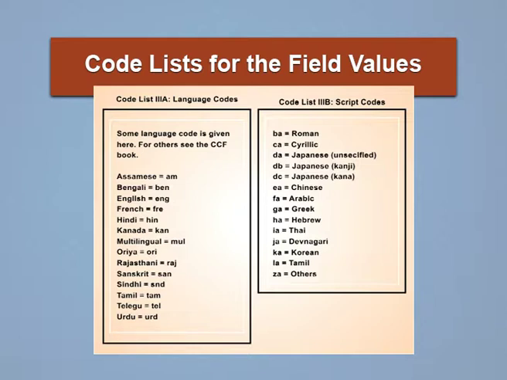For example, Assamese ASM, Bengali BEN, and there are different script codes also: BA for Roman, CA for Cyrillic. But here you can see there is no specific script code for Indic scripts. So, we need to take the code ZA, which represents others. There are TA for Tamil, KA for Kannada, Korean, and for Devanagari there is a code JA. If you are using Hindi, the code should be JA. But if you are using other Indic scripts like Assamese, Bengali, Oriya, there is no specific script code, so you need to use the other code, that is ZA.